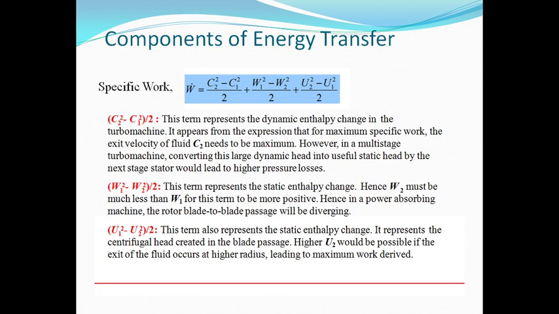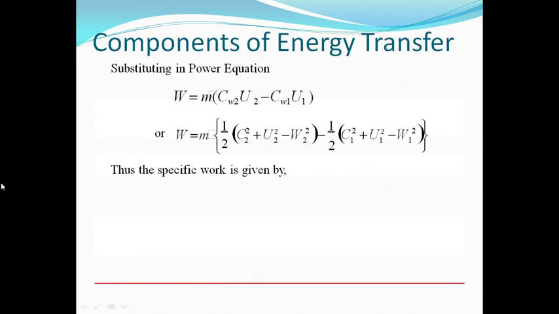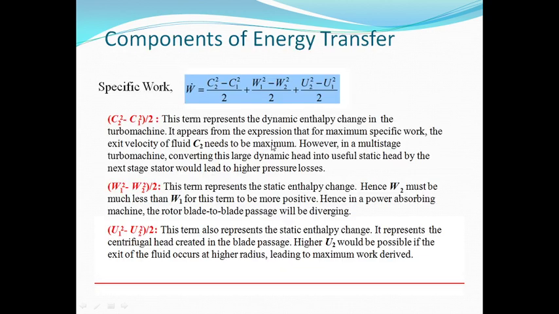So what it means basically, if I join these two, with simplification, C2 square minus C1 square will come basically. And so ultimately you will end up like this. Specific work is equal to C2 square minus C1 square by 2 plus W1 square minus W2 square by 2 plus U2 square minus U1 square by 2. I request you to practice this once at least today. And if you have any difficulty, I will explain once again in tomorrow's session.